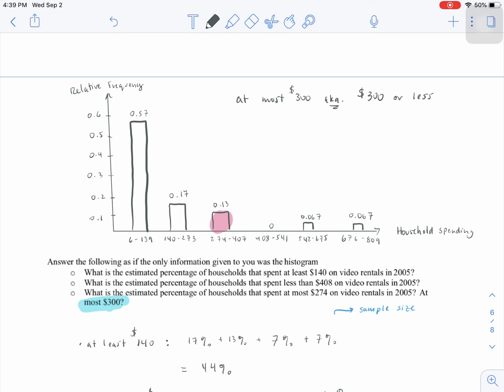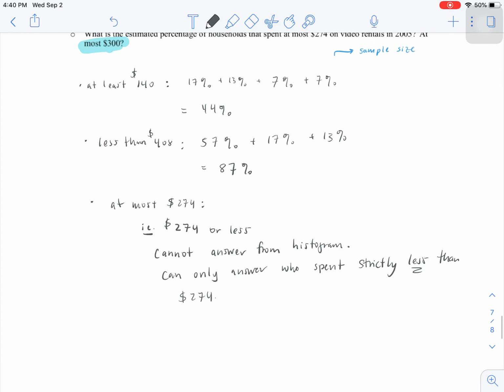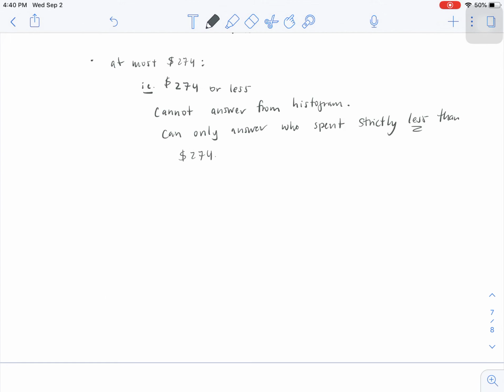If we want to know who spent $300 or less, well, that's a problem because, again, we don't know what proportion of this 13% spent $300, or between $274 and $300. We can only answer who spent $407 or less, or who spent less than $274. So because 300 is in the middle of this bar, we cannot answer this question.